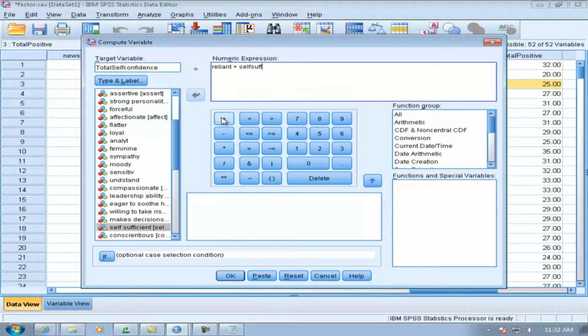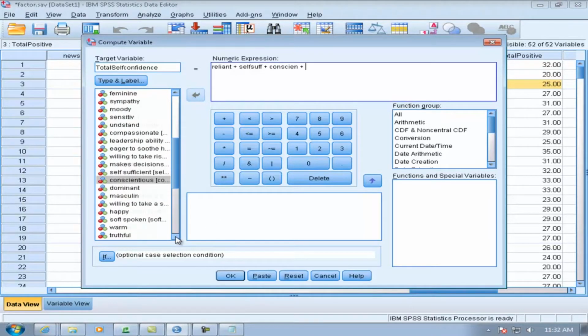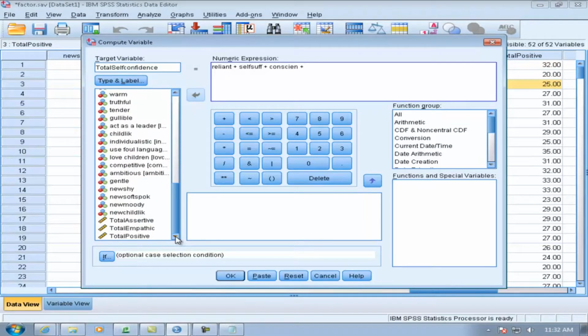Okay. And the next one is this one right here. And then the other two were the new ones, the negative ones, okay, new moody. That's one we recoded in, right? And the other one was new childlike. Now, how many are we putting in here? 5. So that's 11, 5, 5, and 5, right?